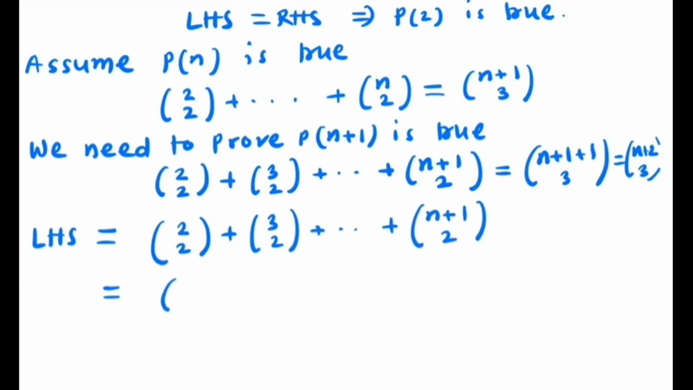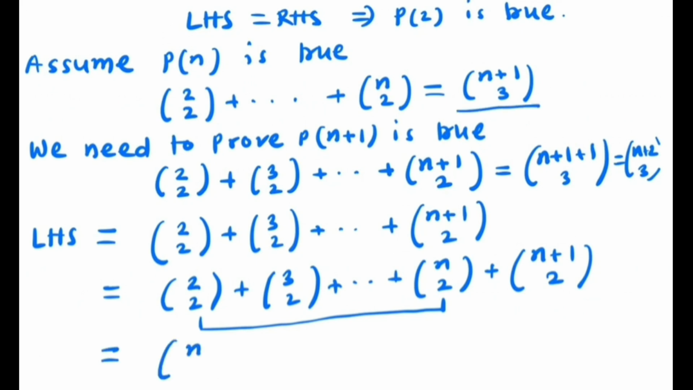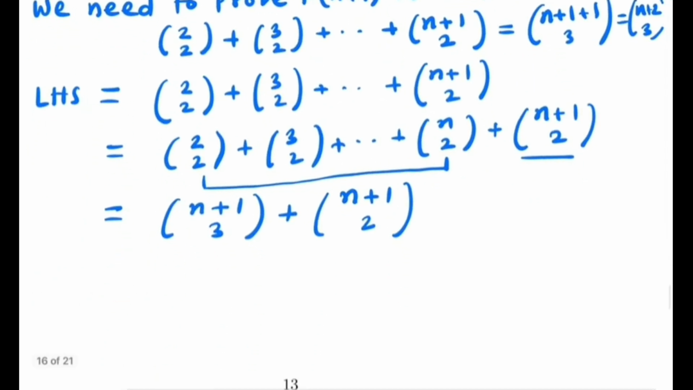Okay, so rewrite this as 2 choose 2 plus 3 choose 2 up to n choose 2 plus n plus 1 choose 2. Now, by the induction hypothesis, we know that this is nothing but P of n. So we know that P of n is true. So this sum will be n plus 1 choose 3. And the last term is here, n plus 1 choose 2. Okay. So now let us calculate this.